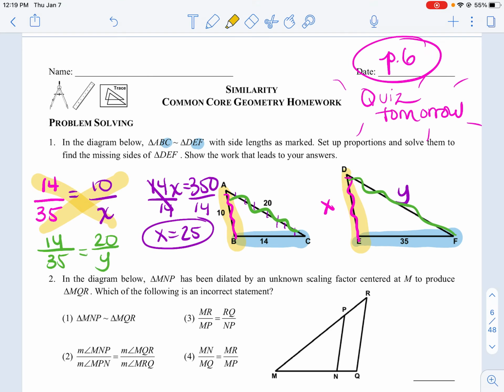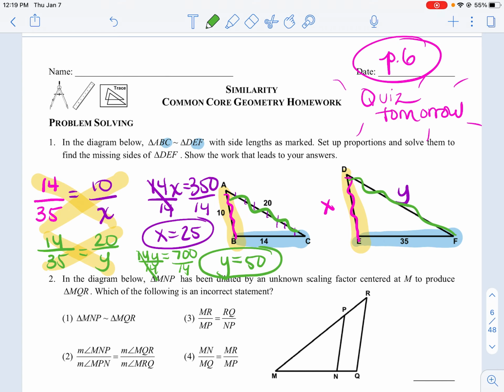And then we're going to cross multiply. So 14y equals 20 times 35, which is 700. Divide both sides by 14. So y equals 50. And again, do those answers make sense, guys?